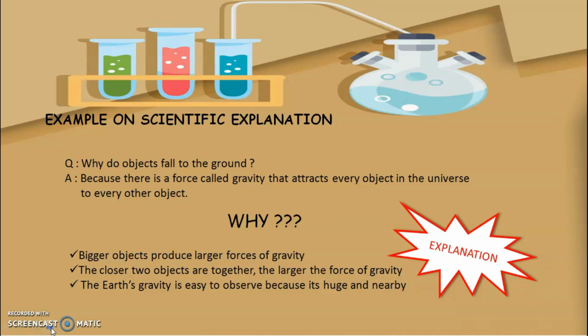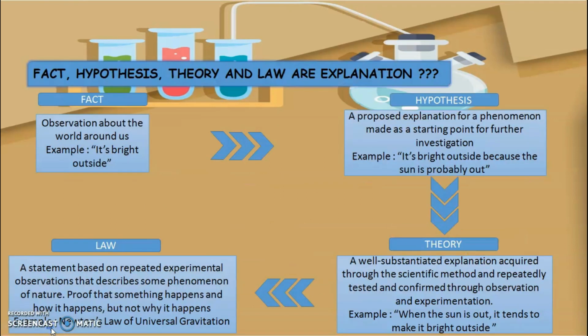These are the explanations. Fact, hypothesis, theory, and law are explanations. Fact is an observation about the world around us. For example, it's bright outside. Hypothesis is a proposed explanation for a phenomenon made as a starting point for further investigation. For example, it's bright outside because the sun is probably out.